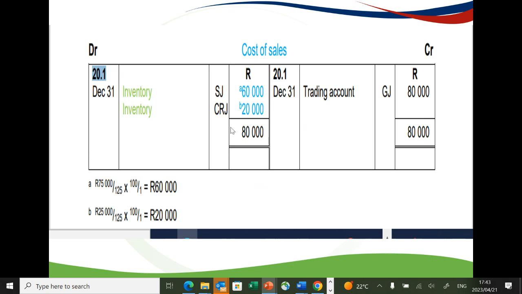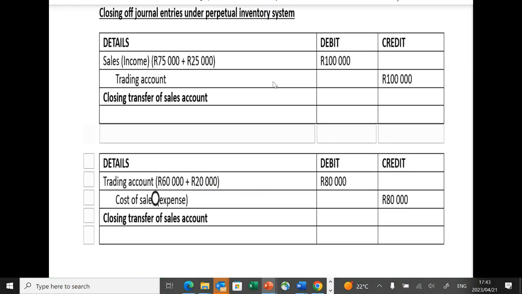And we know that cost of sales and expense accounts cannot have a balance carried down. It needs to be closed off. So we need to zero out this account. Where do we transfer this? To a trading account. But this is a journal entry that you will have performed here to do that.